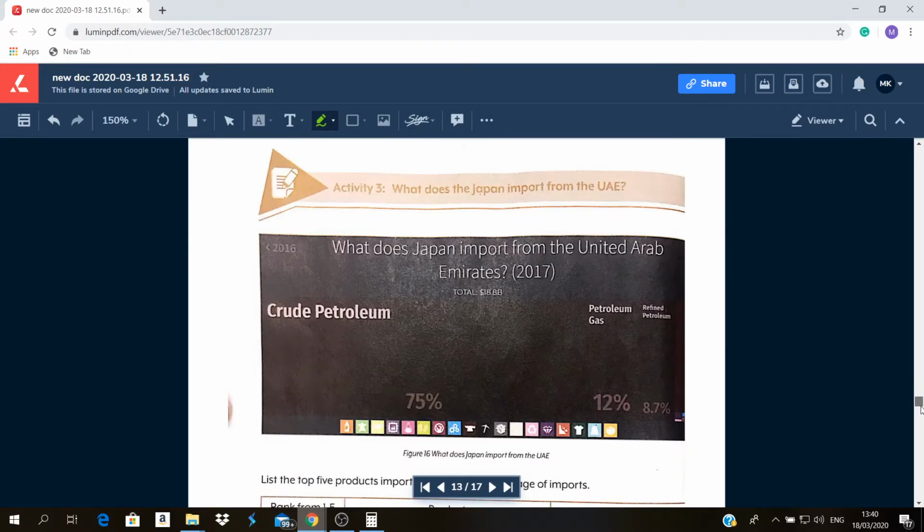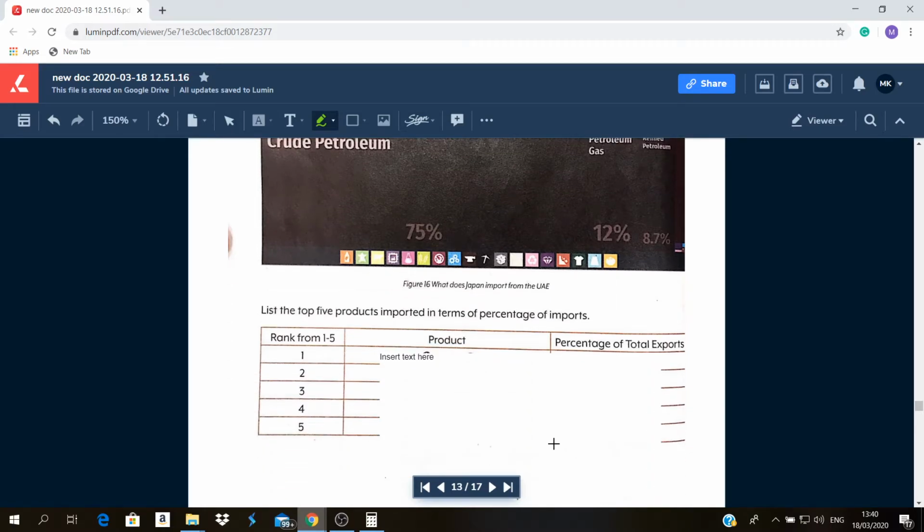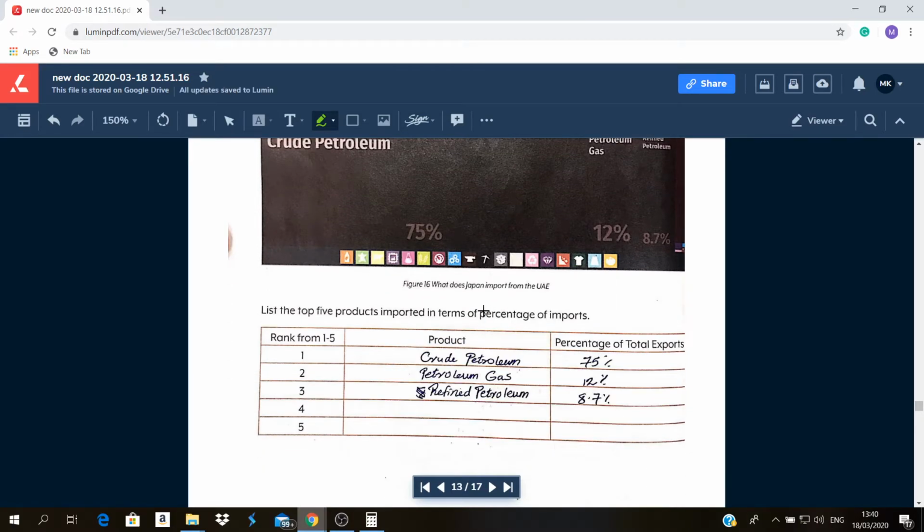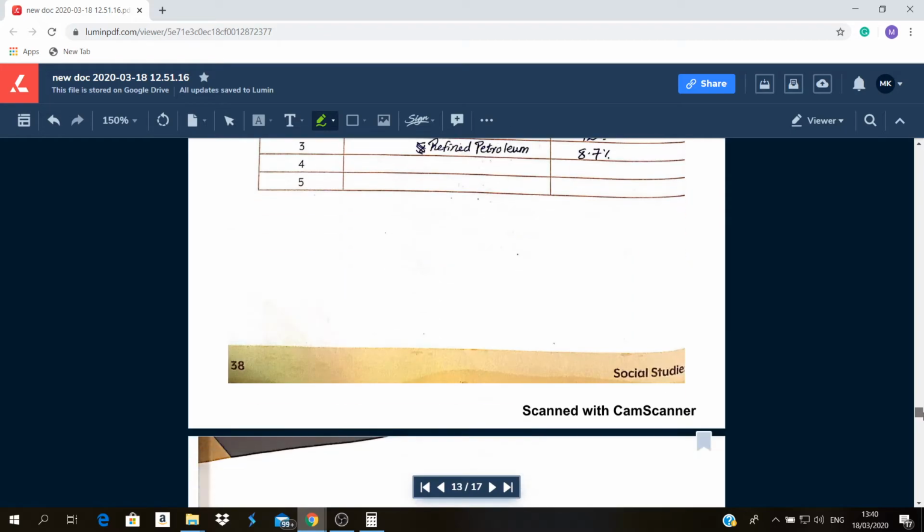Let's see imports. What does Japan import from the UAE? The first one as usual is crude oil. Crude petroleum, petroleum gas, refined petroleum. So everything is related to oil and gas.